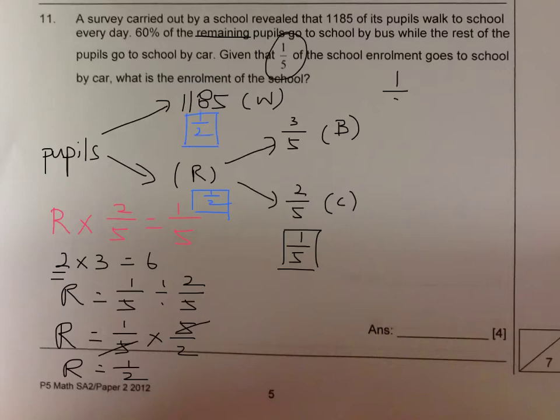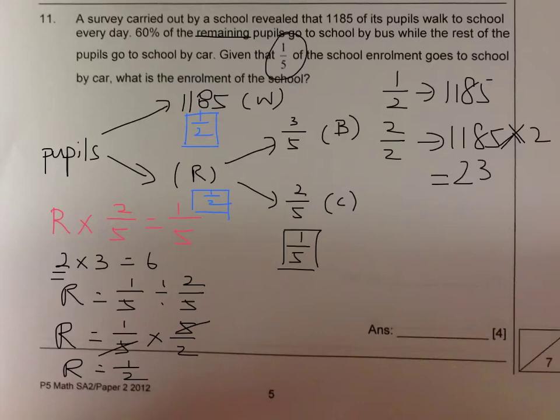So half of the school enrollment is 1185. What is the enrollment of the school? 2 over 2 will be 1185 times 2. Okay, the answer for question 11 would be 2370. 2370 pupils.